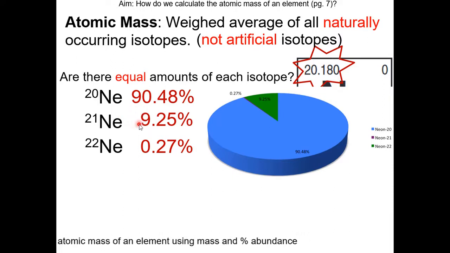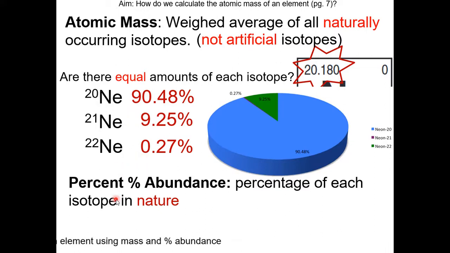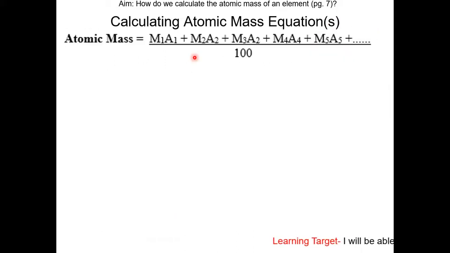If you add up all 3 percentages, it adds up to 100%. This is known as percent abundance. It's the percentage of each isotope in nature. Here's the equation for the atomic mass calculation. The equation is very similar to how you would calculate your average grade on Jupiter.